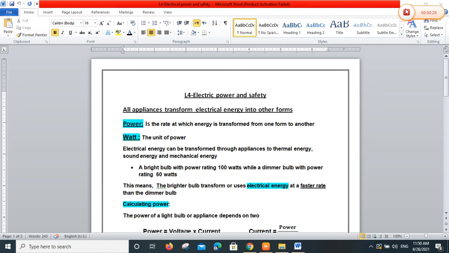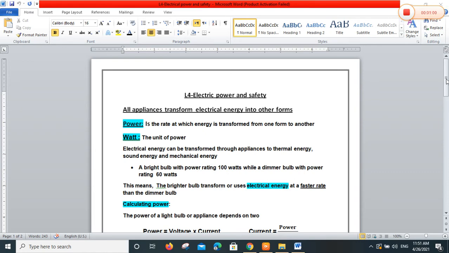Power. What's meant by power? Power is the rate at which energy is transformed from one form to another. This is power, rate. What is the unit of power? We mentioned power before in the lesson of energy, but in this case we relate power with voltage and current. Electrical energy can be transformed through appliances to thermal, to sound, to mechanical.